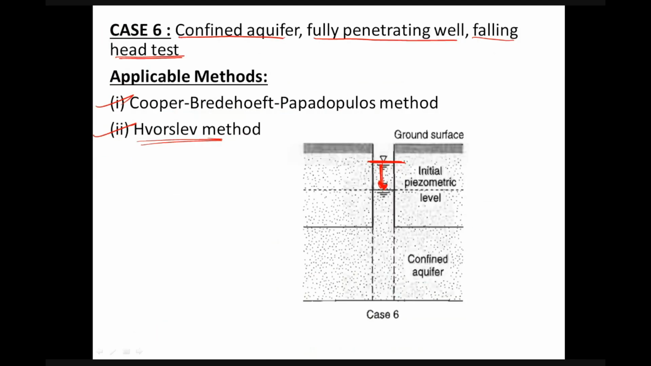Now coming to case 6, we have a confined aquifer, fully penetrating well and falling head test. Here also, we have this fully penetrating well running through the entire thickness of this confined aquifer, and this is the initial piezometric level, and this is the level of the water within.